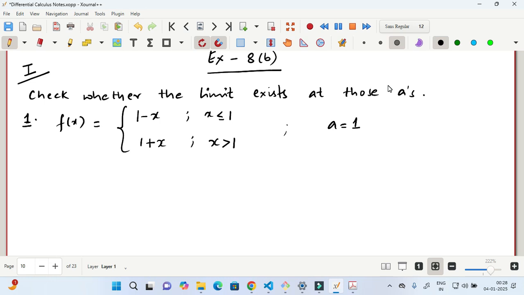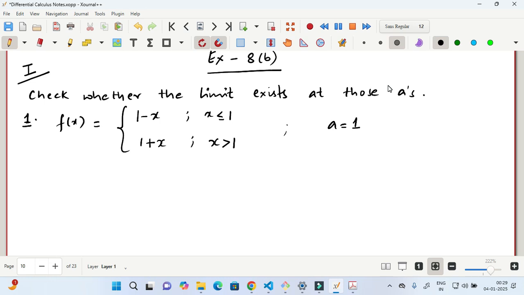If the left hand limit and the right hand limit are not equal, then in that case the limit doesn't exist at that point. So here in this exercise they will be giving some functions, and they will be asking us to find the value of the limit at that point. First of all, we have to check whether the limit exists at that point or not. I think it is clear.